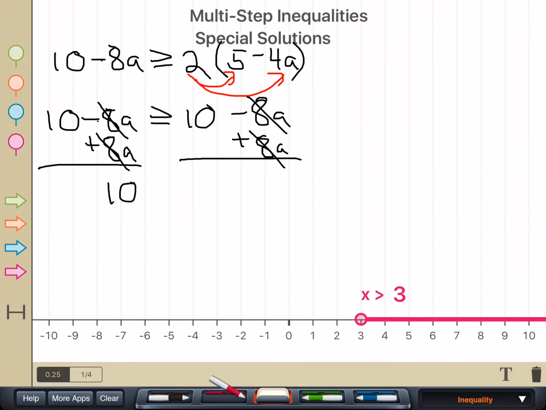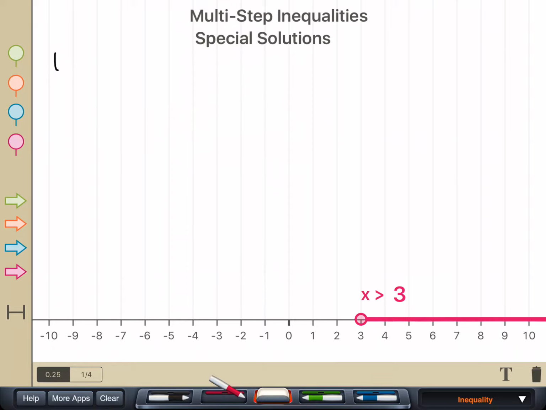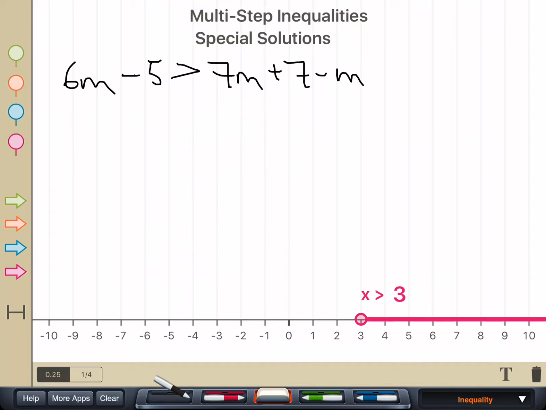I'm just going to erase a whole bunch of stuff here because I don't want to get rid of my title. Okay, so let's take a look at this one right here. We're going to go 6m minus 5 is greater than 7m plus 7 minus m. Now, take a look at this for a minute and just try to predict what the special solution might be for this one.